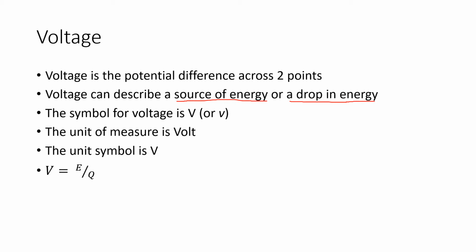Now, mathematically, voltage equals energy over charge. 1 volt of potential difference exists across 2 points when 1 joule of energy is consumed across those 2 points and 1 coulomb of charge is separated across those 2 points.